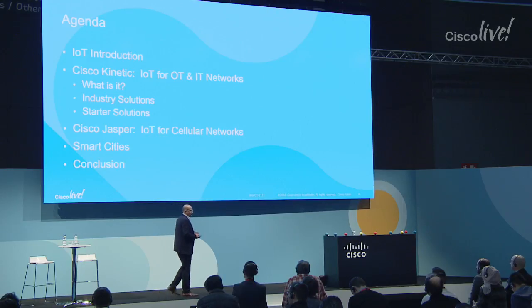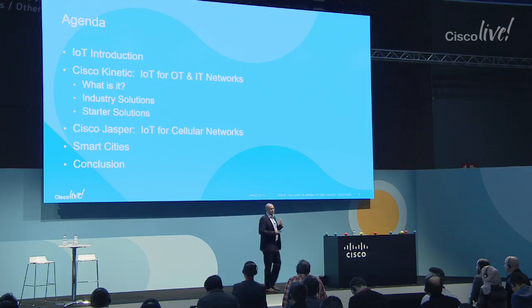And that's why I speak today about Cisco's IoT strategy. We talk today a bit about our strategy, and then also about our two product stacks, Cisco Kinetic and Cisco Jasper, and take a look into smart cities.